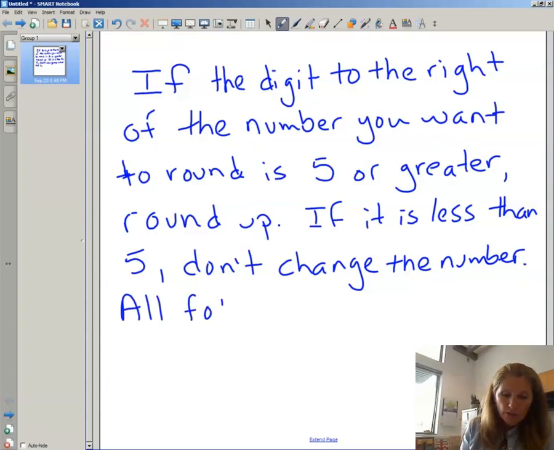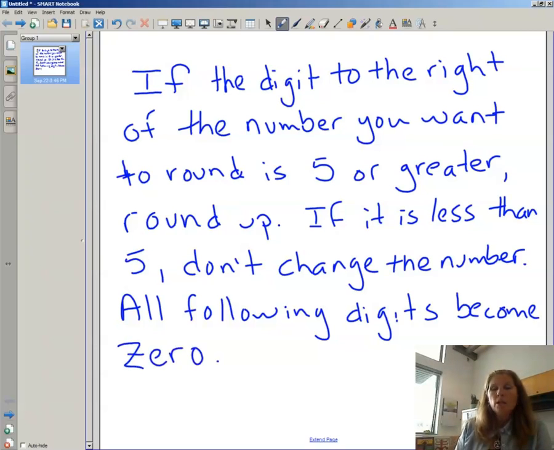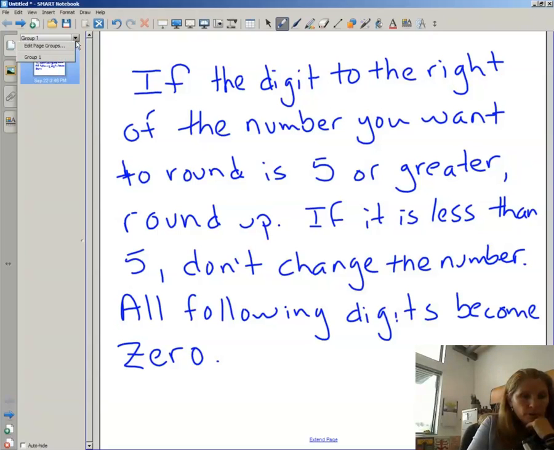All following digits become 0. So I'm going to read through that again. Hopefully you've written it down in your notes, and then you can read back and make sure that we understand what we're talking about. If the digit to the right of the number you want to round is 5 or greater, round up. If it's less than 5, don't change the number. And all the digits following that become 0. I'm going to call that group 1.